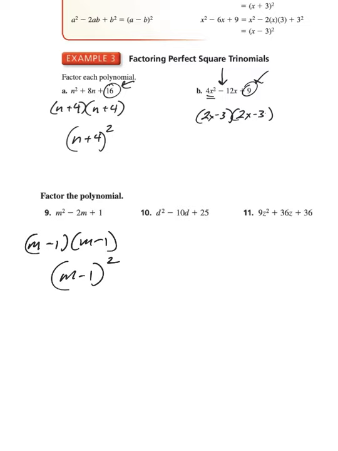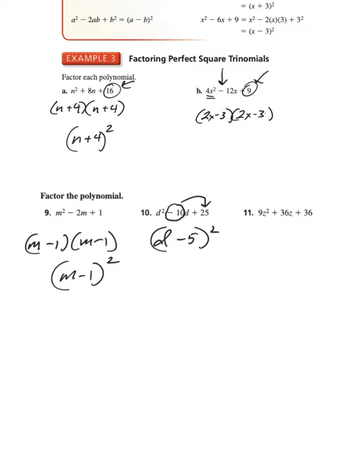Okay, on this one, we should have gotten m minus 1 squared. Okay, number 10. Pause and do this one. On this one, I just recognized that this was a perfect square trinomial. The reason being is anytime I take this number, take half of it, and then square it, and I get that number, that means it's going to be a binomial square.